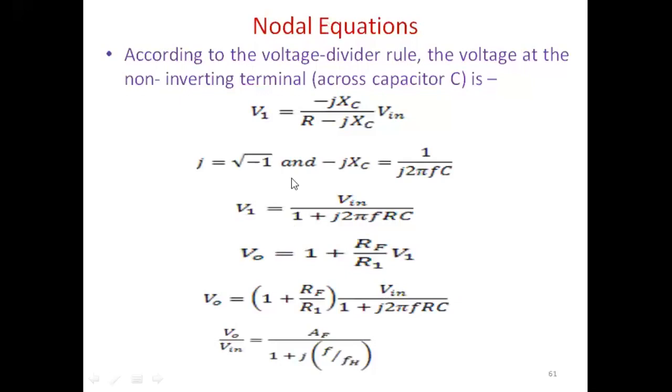Then we do some modification. V1 equals V input divided by 1 plus j 2 pi f RC. Then V0 equals 1 plus RF by R1 into V1. V1 is the actual input to the positive terminal. The gain equation is 1 plus RF by R1, so V0 equals 1 plus RF by R1 into V1. In place of V1, we substitute this value. So V0 by V input, which is the gain, equals AF divided by 1 plus j f divided by FH.